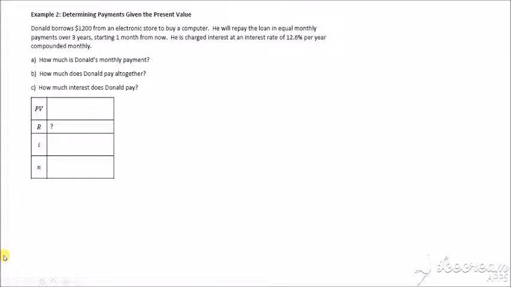Okay, last one. Determining payments given the present value. So this is going to be the other equation. This is going to determine the payments. Payments is R. We're given the present value, and we're going to use this formula.